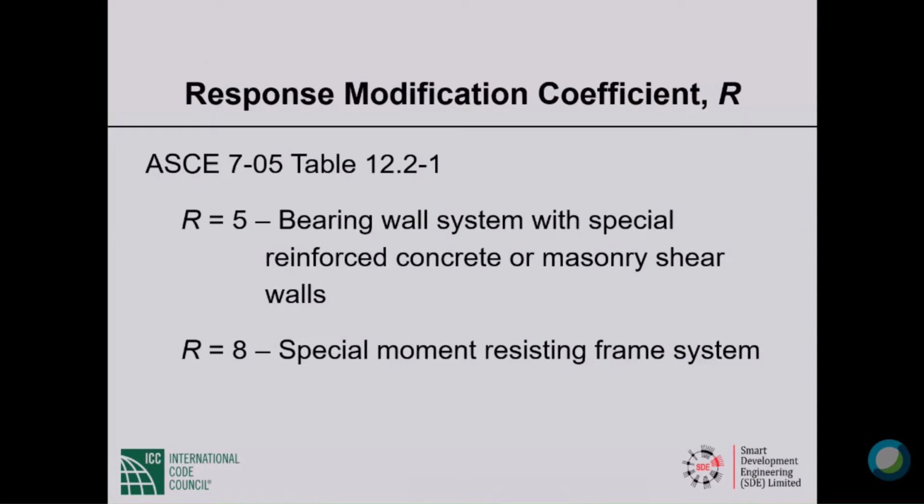Just like we talked about benchmark site classes, there are two kinds of benchmark structural systems. One is a bearing wall system with special reinforced concrete or masonry shear walls. Those are designed for an R of 5. In ASCE 7-05, you have the same value. The other is the special moment resisting frame system, and the R value in ASCE 7-05 is 8. And you have the same R of 8. So those are kind of benchmark systems. And the other systems were assigned R values initially by comparison with those benchmark systems.